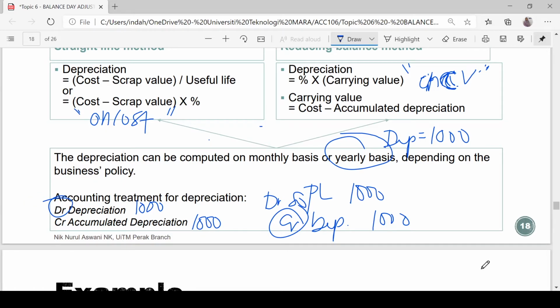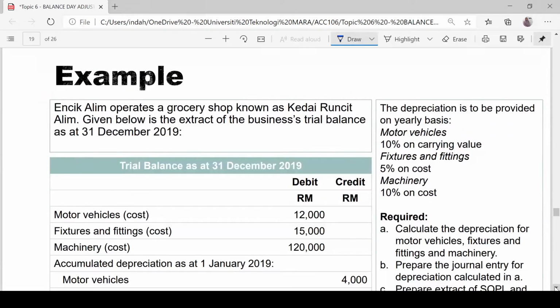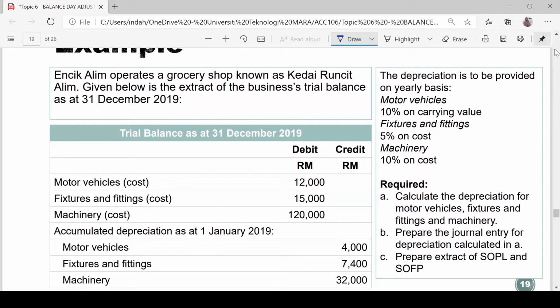Now let's look at one example together. We have Encik Alim, who operates a grocery shop known as Kedai Runcit Alim. Given below is the extract of the business trial balance as at 31st December 2019. Kedai Runcit Alim has motor vehicle worth 12,000, fixtures and fitting 15,000, machinery 120,000.